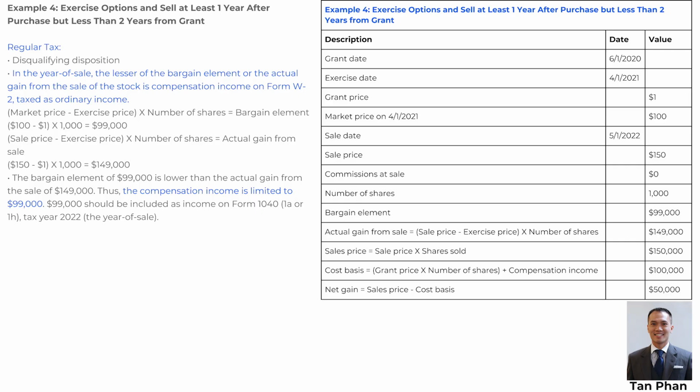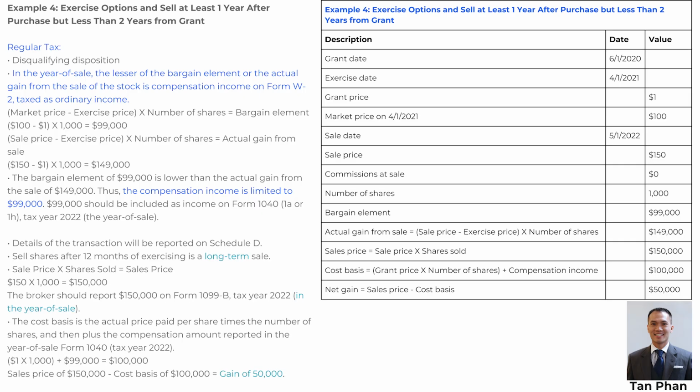The bargain element of $99,000 is lower than the actual gain from the sale of $149,000. Thus, the compensation income is limited to $99,000. $99,000 should be included as income on Form 1040, 1A or 1H, tax year 2022, the year of sale. Details of the transaction will be reported on Schedule D.